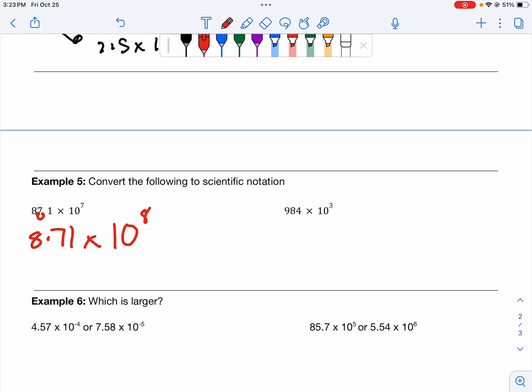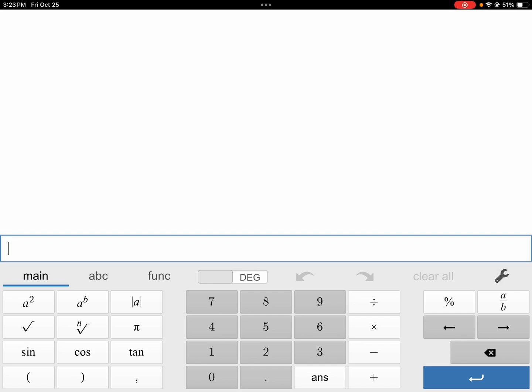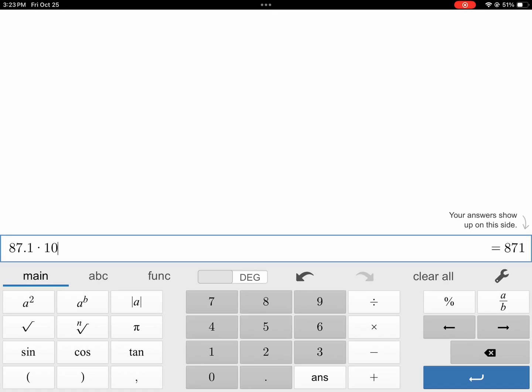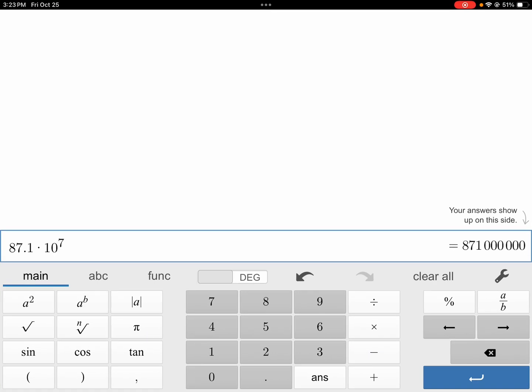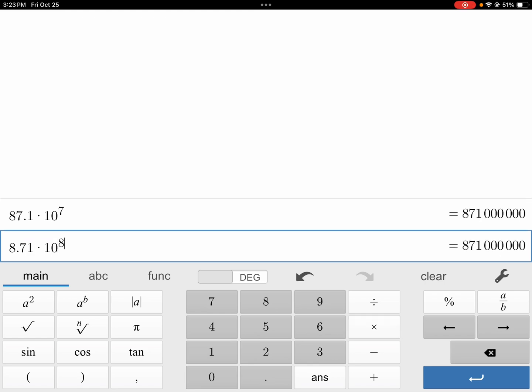If you don't believe me, go type both of these into Desmos and see if they give us the same thing. So 87.1 times 10, I already forget, to the 7th, okay? And then we're going to type in 8.71 times 10 to the 8th. Those numbers look the same to me. Well done.